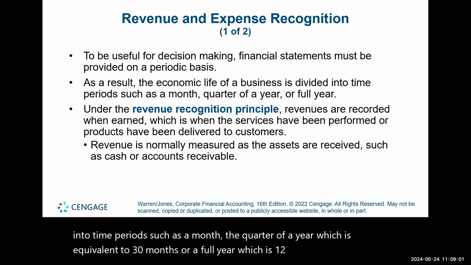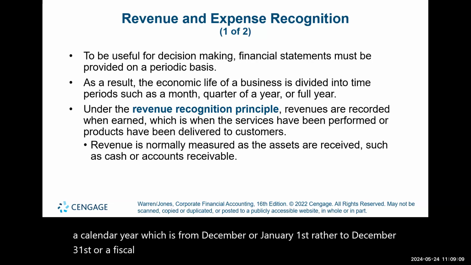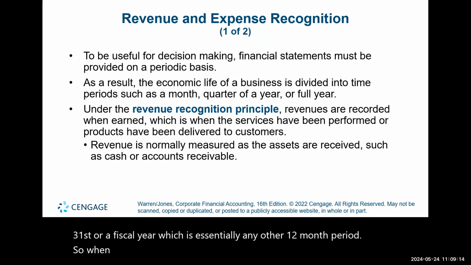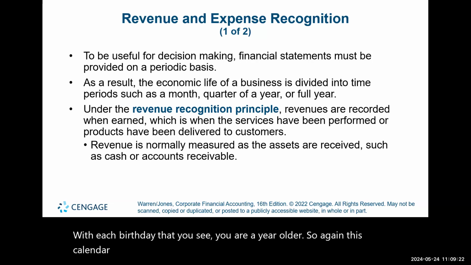It can either be a calendar year, which is from January 1st to December 31st, or a fiscal year, which is essentially any other 12-month period. So when you think of a fiscal year, think of it from birthday to birthday. With each birthday that you see, you are a year older. So again, there's calendar year, January 1st to December 31st, or a fiscal year, any other 12-month period, birthday to birthday.